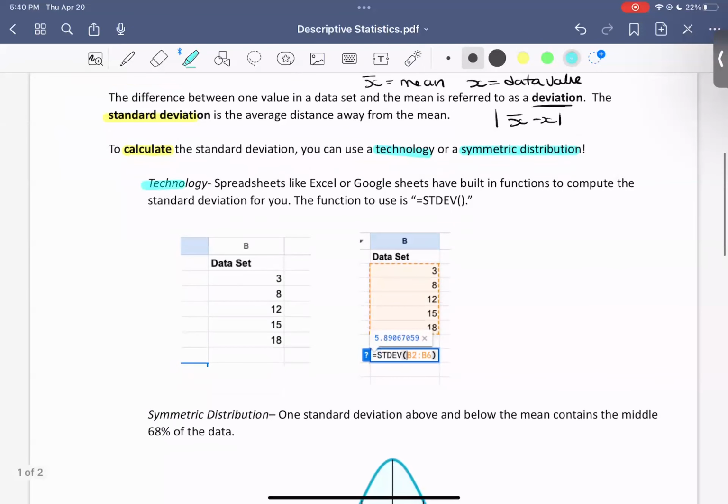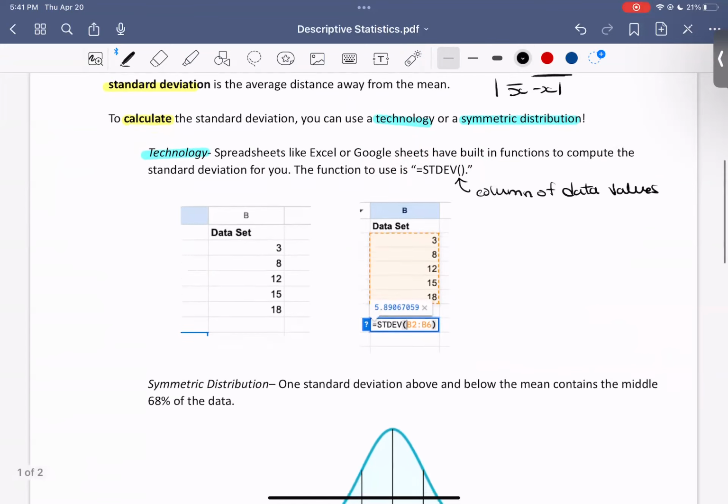So first, technology. You can use a spreadsheet like Excel or Google Sheets, and they have built-in functions to compute the standard deviation for you. The function you use is written here. So you click in your cell after creating your data, and you say equals STDEV parentheses. Inside those parentheses, you're going to select the column of data values.